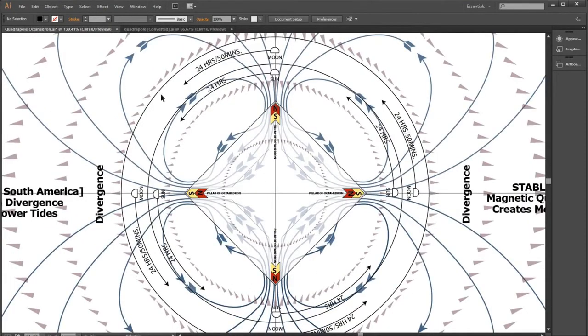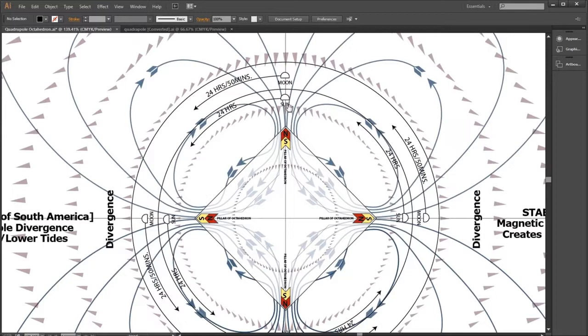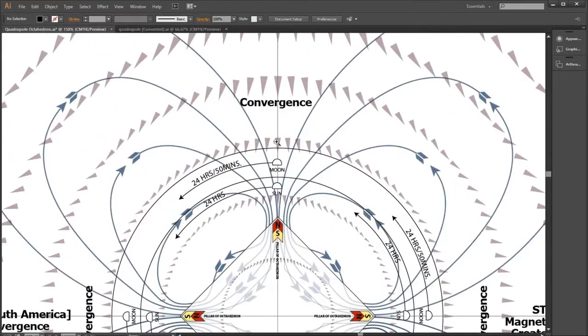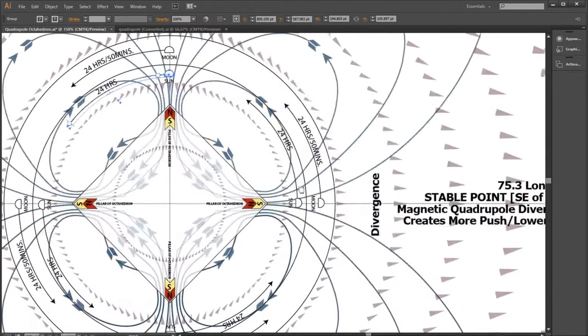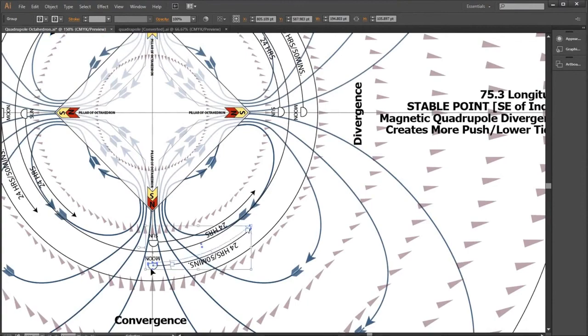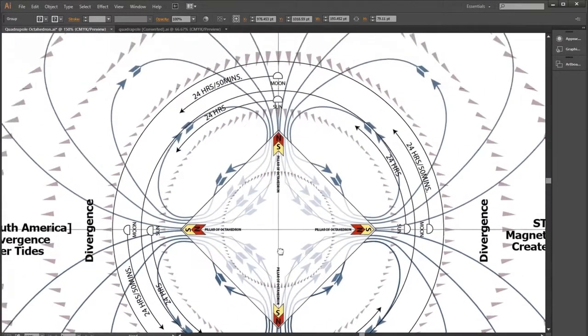So right now I have moon and sun at each quadrant basically. The top one we have the sun and the moon, the sun on the bottom and the moon on the top. That's a new moon like that. Now, if the sun is here on the top and the moon is here on the bottom like that, that's a full moon. That's still a spring tide.